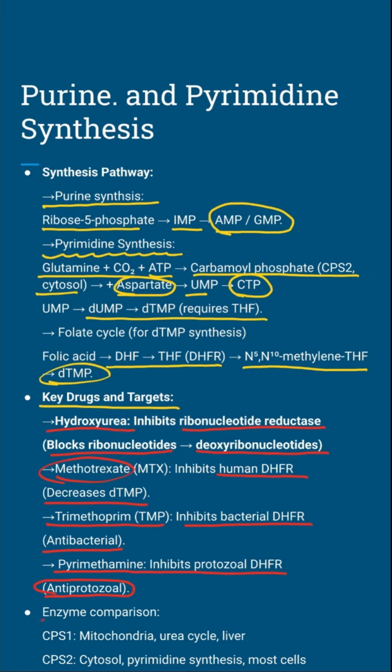Last gem: enzyme location, due to exam trick questions. CPS1 is mitochondrial and runs the urea cycle. Think liver. CPS2 is cytosolic for pyrimidine synthesis, and it's in most cells.